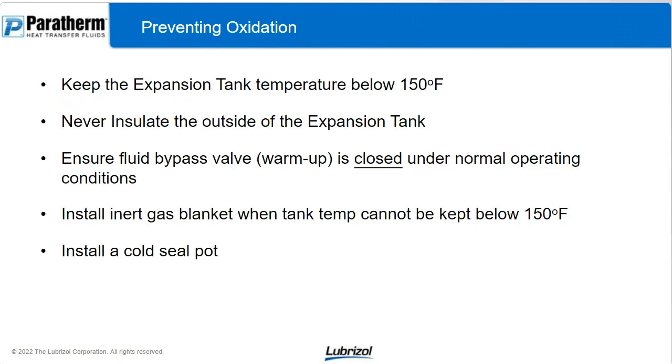To prevent oxidation, keep the expansion tank below 150. Never insulate the outside of the expansion tank. Remember, we said you need heat plus fluid plus oxygen for oxidation to happen. If you can't control the heat, then you got to control the oxygen level, and you can do that by putting in an inert gas blanket. That's another super user tip. If you can't keep the fluid in the tank below 150 degrees, installing an inert gas blanket to displace the oxygen inside that tank, but without really affecting the pressure and still giving that safety feature is going to be important.